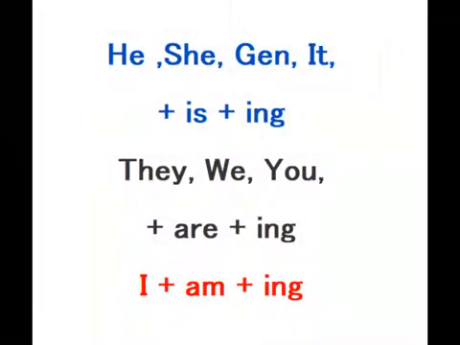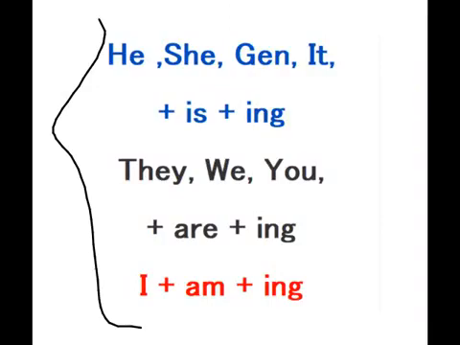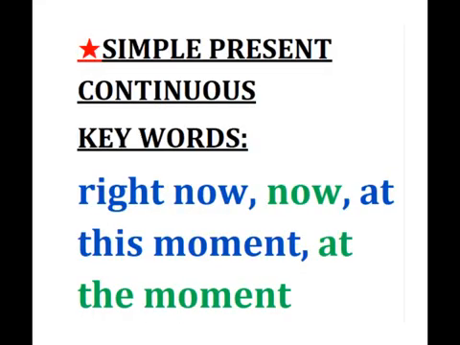So when you say simple present continuous, it means right now you are doing. This is the formula using the subjects. It's easy. Next one, let's move on. Okay, simple present continuous keywords: right now, at this moment, at the moment. It means right now you're doing. It's easy, right? So don't be confused.